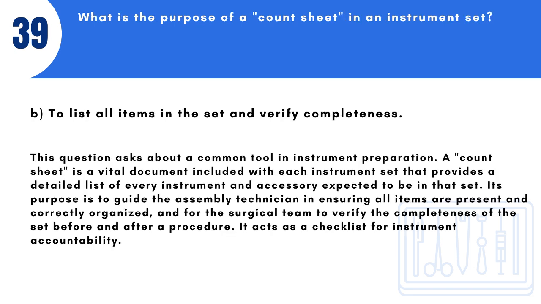Answer: B. To list all items in the set and verify completeness. This question asks about a common tool in instrument preparation. A count sheet is a vital document included with each instrument set that provides a detailed list of every instrument and accessory expected to be in that set. Its purpose is to guide the assembly technician in ensuring all items are present and correctly organized, and for the surgical team to verify the completeness of the set before and after a procedure. It acts as a checklist for instrument accountability.